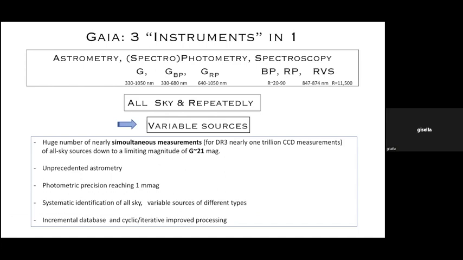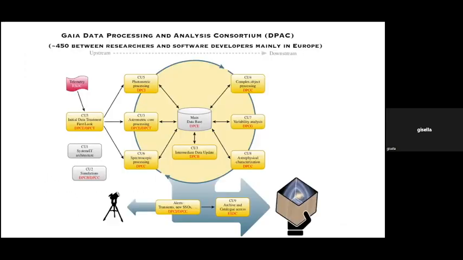And the processing of the data, which is incremental, is cyclic and iterative, and it is improving from one cycle to the other. So this is what is done basically by the Gaia Data Processing and Analysis Consortium, a group of about 500 researchers and software developers spread mainly in Europe. And here you have the structure of the team.